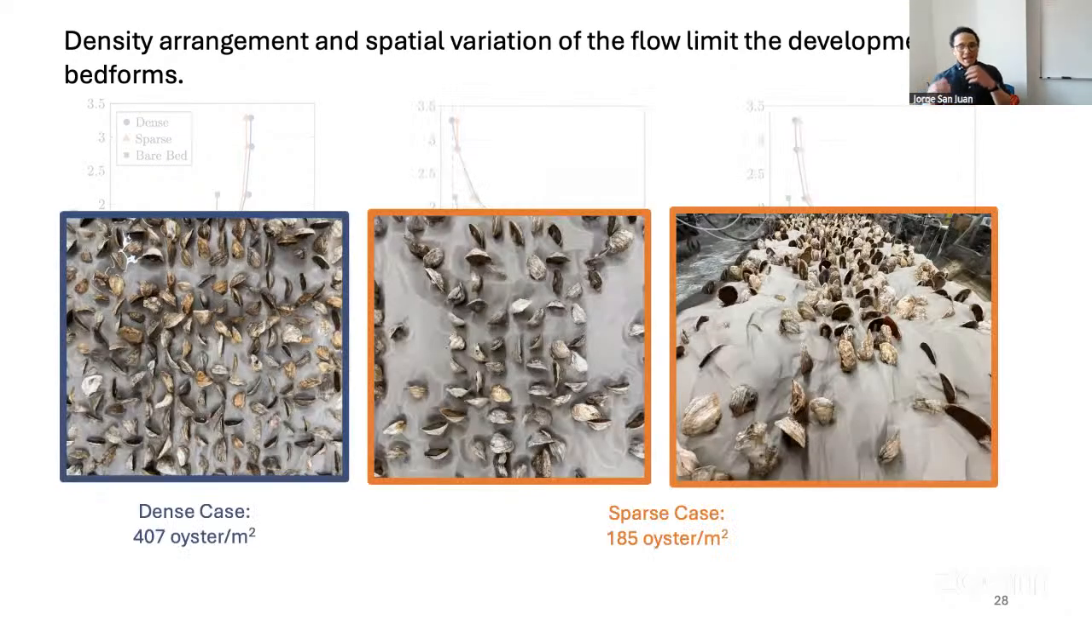The outcome of these processes is that we're going to have, for the dense case, very reduced development of bed forms in between. But for the sparse condition, because we have more space, because we have more variability of velocity in between, we're going to allow more sediments to move and we're going to start to develop more bed forms. And that's one key difference between the sediment transfer behavior between these two different conditions. We have development of bed forms in sparse conditions because we're allowing more space and we're allowing more variability.